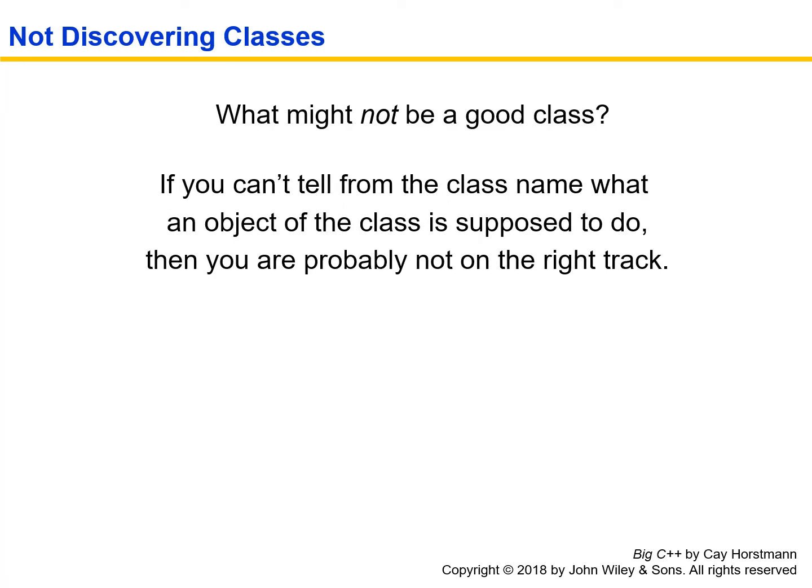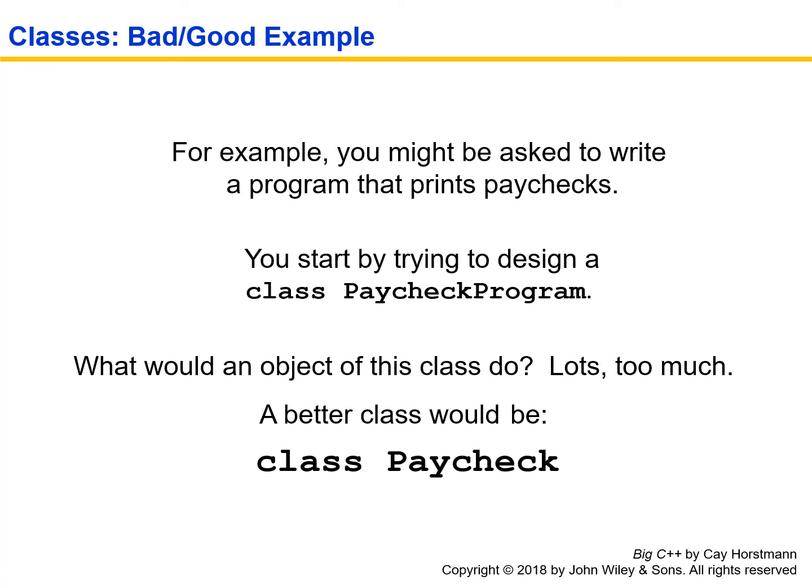What might not make a good class? Well, if you can't tell from the class name what it is supposed to be or what its methods are supposed to do, then you may be off track. For example, you might be asked to write a program that prints paychecks. You could start by saying, oh, class paycheck program. Well, in Java, you'd have to have that class, but then you'd have to break it down into smaller ones. In C++, you don't need to have a class for the entire program.